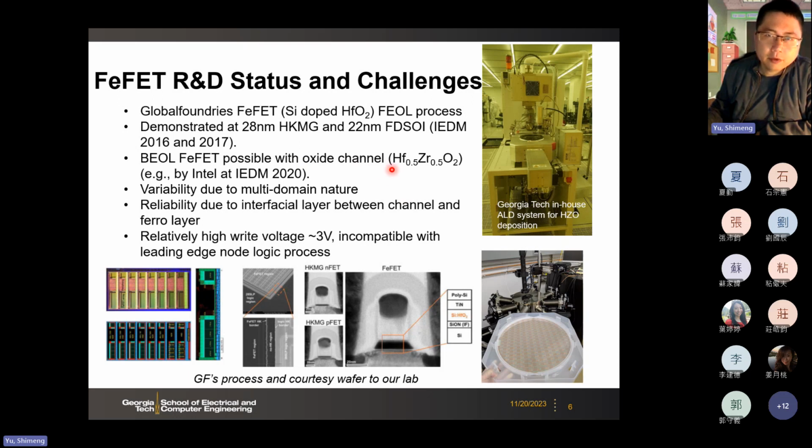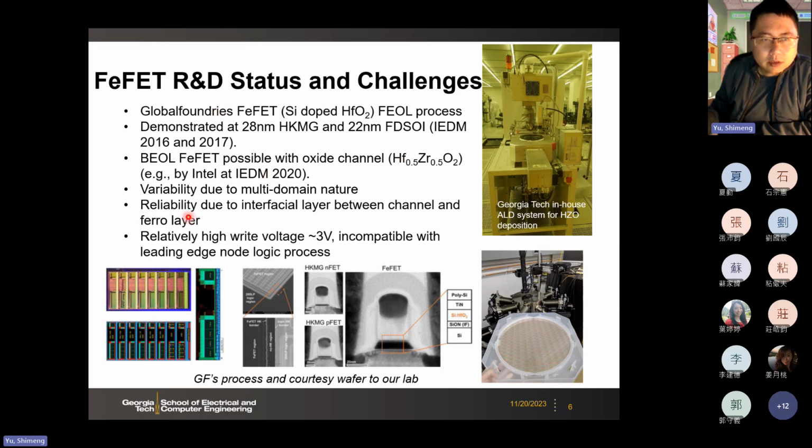For the back-end line, on top of the metal, you cannot allow temperature more than 400 degrees C. So you need some hafnium oxide system that could be annealed at 400 degrees C, and here the zirconium dopant will be preferred. This HZO is a widely used back-end line ferroelectric material because you can get the orthorhombic phase with only 400 degrees C annealing.